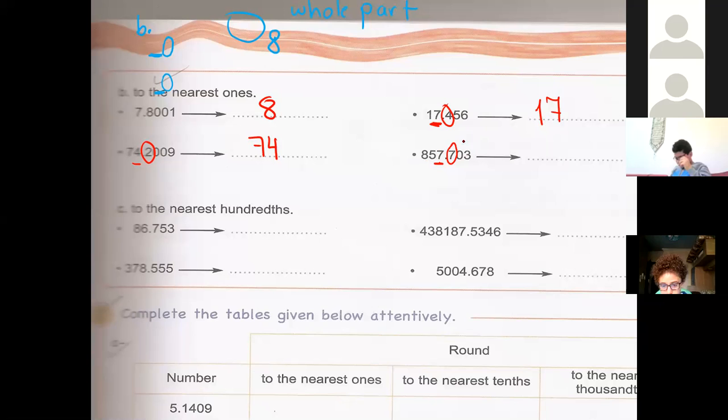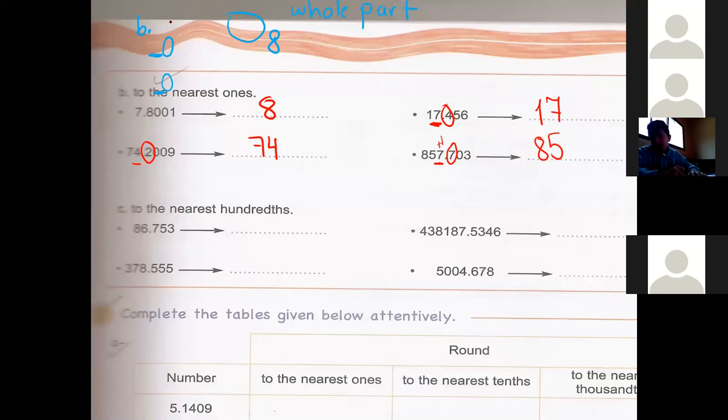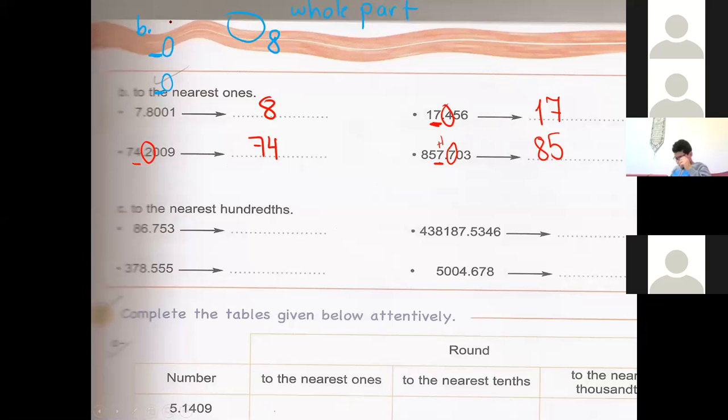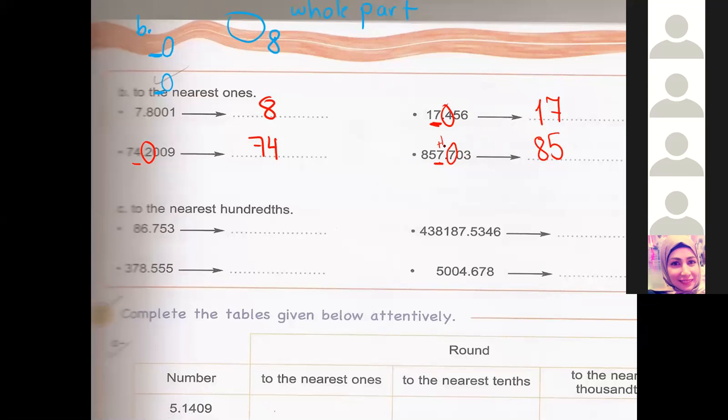Plus one. So it will be 858. Seven becomes eight. We are adding one because seven is more than five. Ali, pay attention while we are explaining.